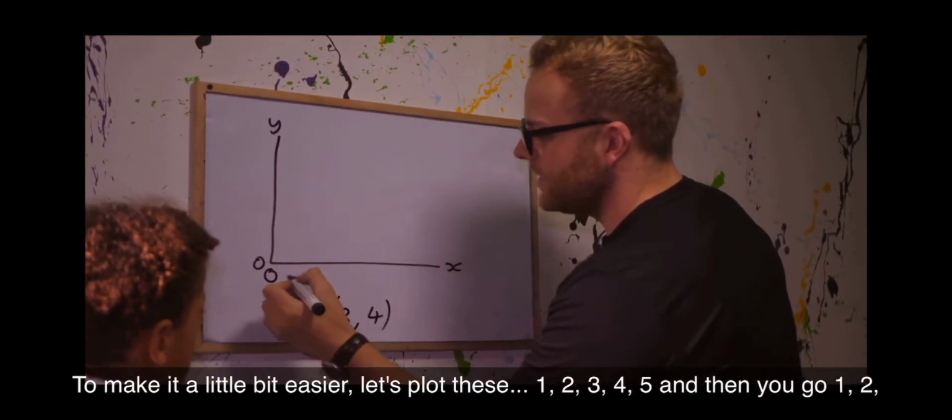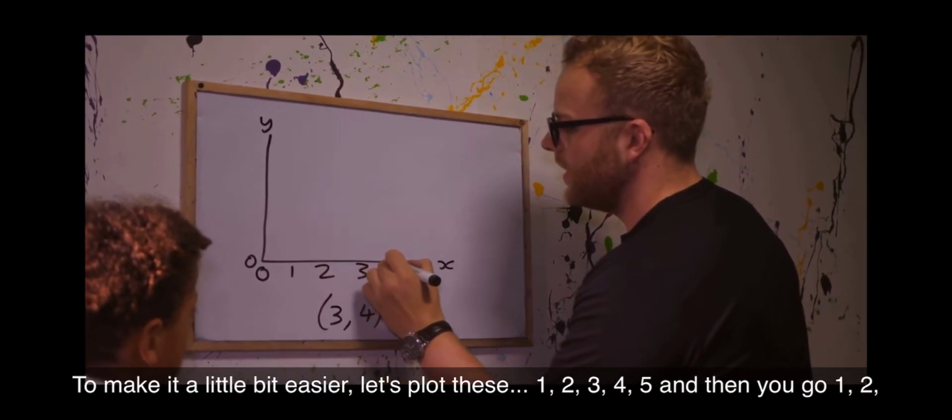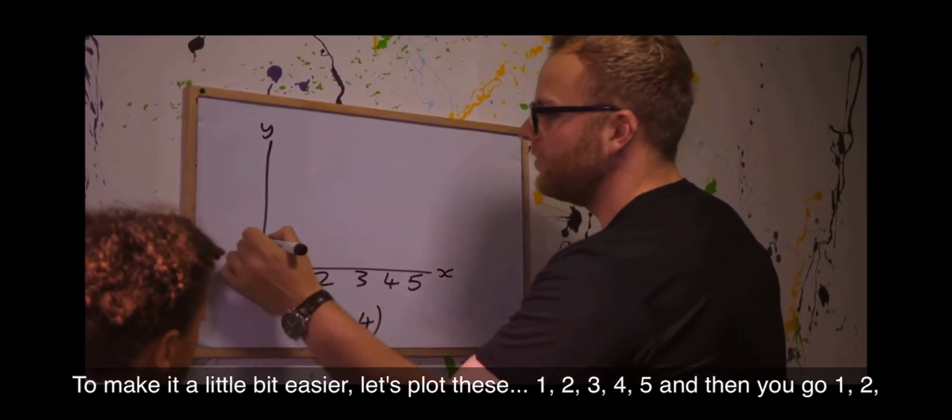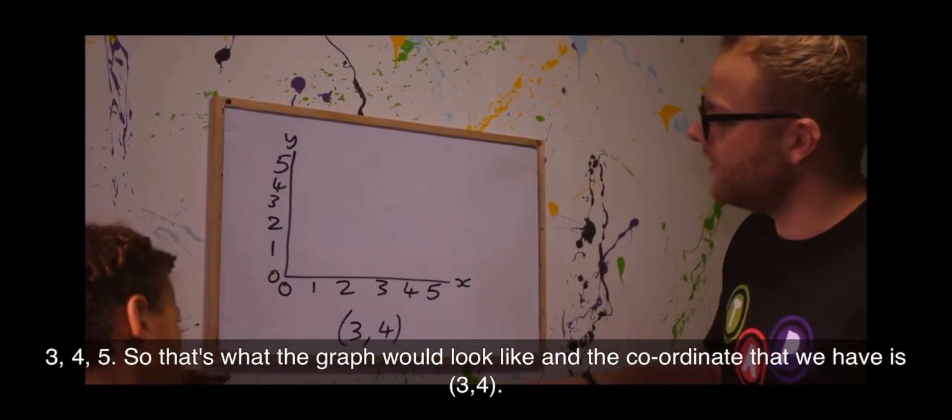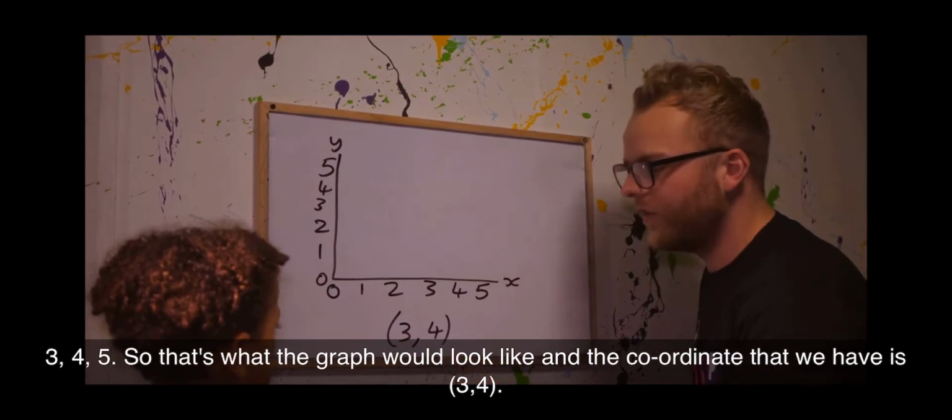Now, to make it a little bit easier, let's plot them. So 1, 2, 3, 4, let's say 5, and then you can go 1, 2, 3, 4, 5. So that is what the graph would look like. And the coordinate that we have is (3, 4).